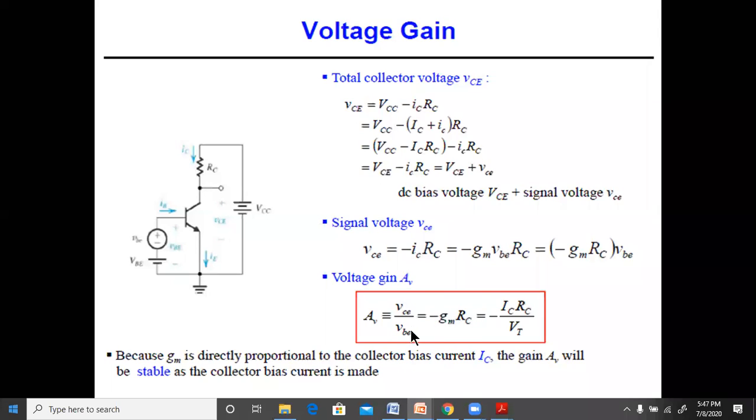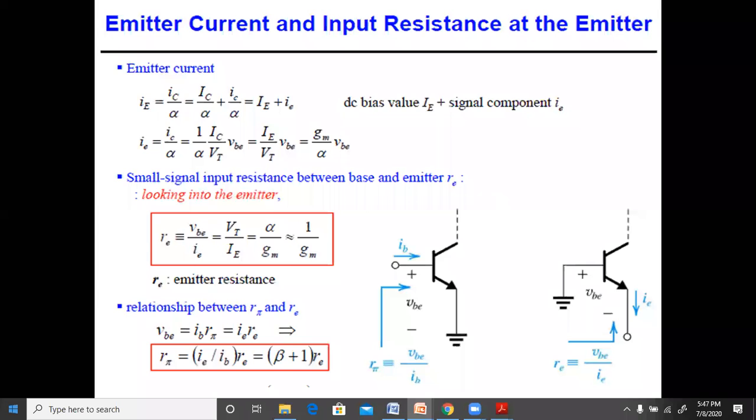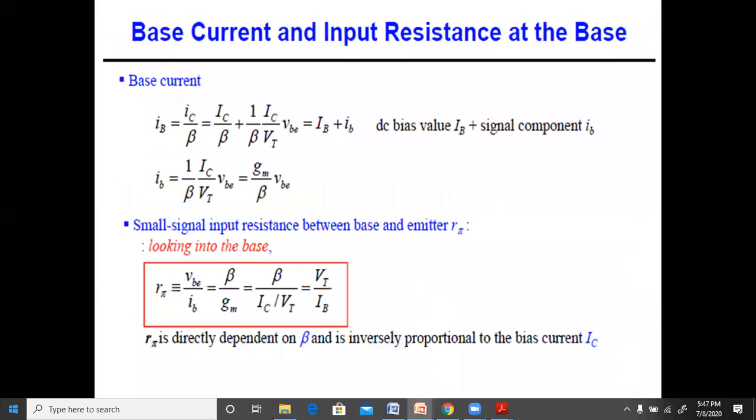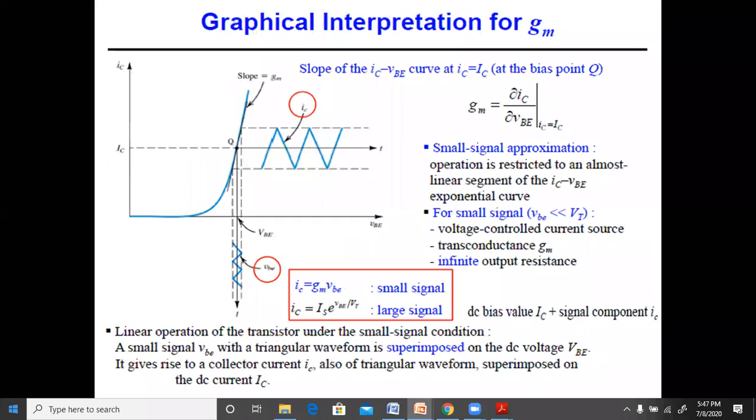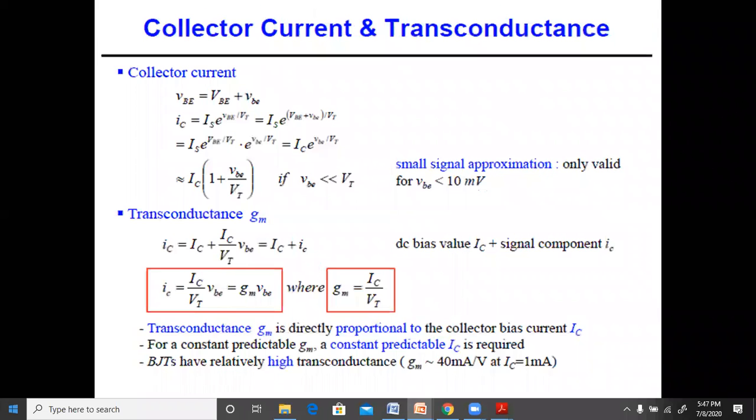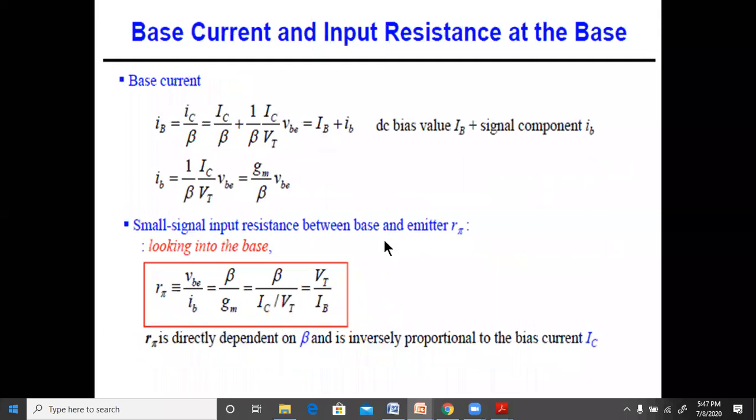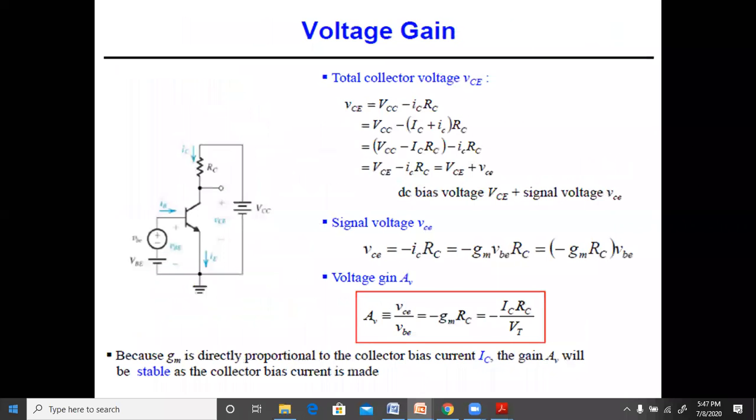AV is equal to VCE by VBE, that is minus GM into RC. You can write for GM the value IC by VT, which again we have derived in the last class. Yes, transconductance value GM is equal to IC by VT. That is substituted there, but the standard one is just this, minus GMRC. To remember, you can always write that as minus GMRC.